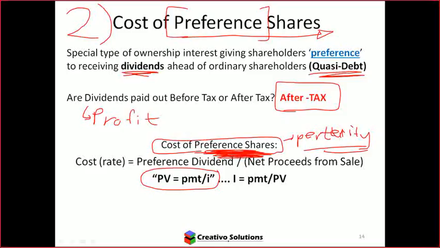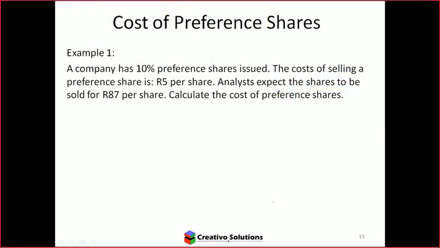Remember we saw that in 2601, where you had an amount that kept recurring and doesn't ever end. So PV equals payment over I. That is the formula you're familiar with from the previous module. What they've done here is take that formula and derive a new one: I equals payment over PV. Is that the formula for calculating the pref share cost of capital? Yes, because we're looking for I. I is the subject of the equation, the rate that I'm trying to calculate.